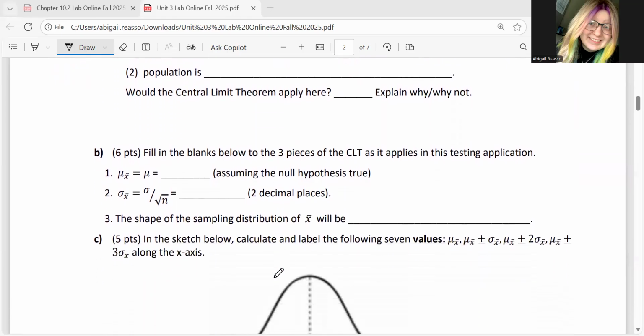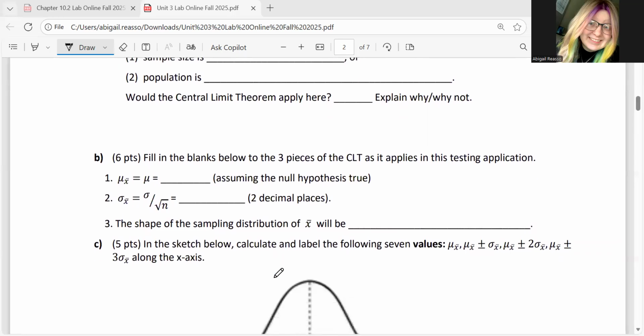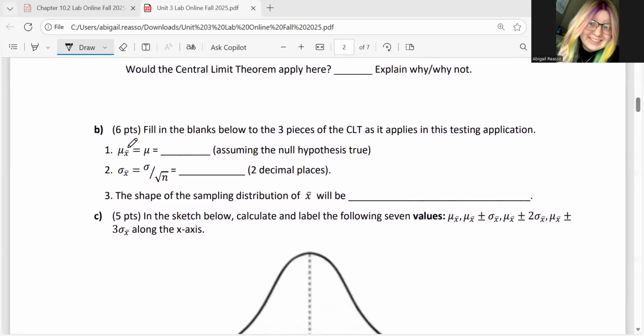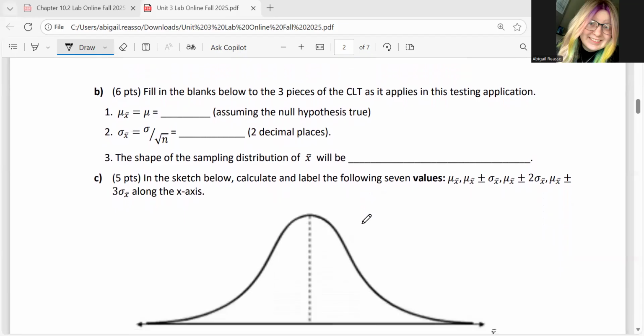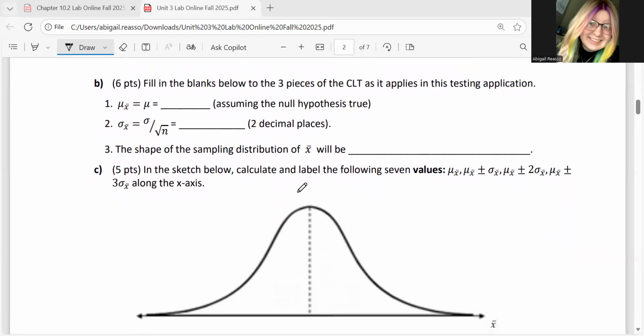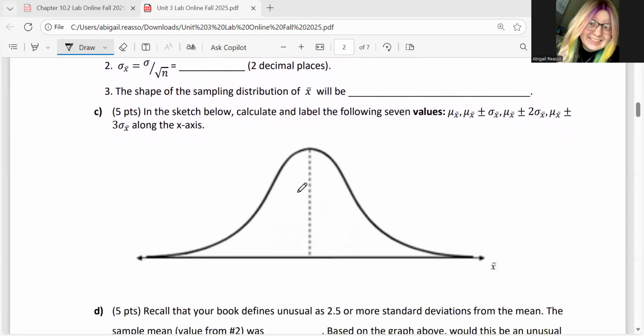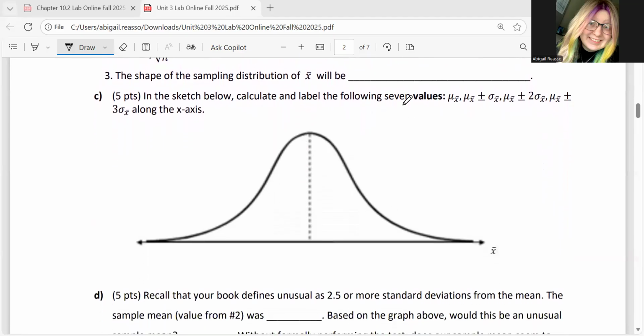Okay. Once we figure out if our central limit theorem applies, we can find our mu x bar, sigma x bar, and talk about the sampling distribution shape. Okay, very similar to what we did in the 7.581 lab for B and C here. So once we determine that, we can label the values, right? You should be labeling numbers on your curve here for your sampling distribution.